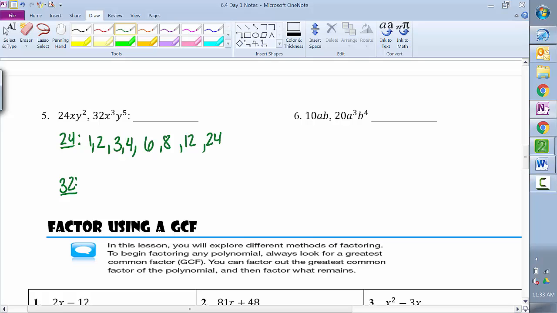I don't like to start at 1 and just keep going, because then it takes you too long. If you start on the outsides and work your way in, it's a lot faster. So 32, I have 1 and 32. Does 2 go into 32? What is that factor? 16, beautiful. Does 3 go into 32? No, you get a decimal, so that is not true.